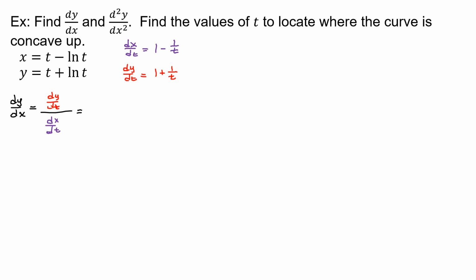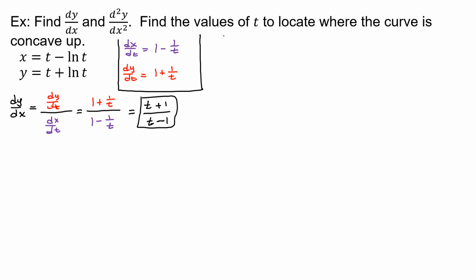And so if I divide those two things, I'll get 1 plus 1 over t divided by 1 minus 1 over t. Again, this is just the side work. Now, what I would do in this case is multiply everything in this problem by t. And so I would have t plus 1 over t minus 1. That would be my first derivative.